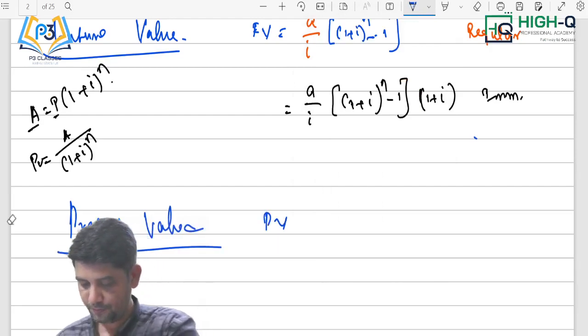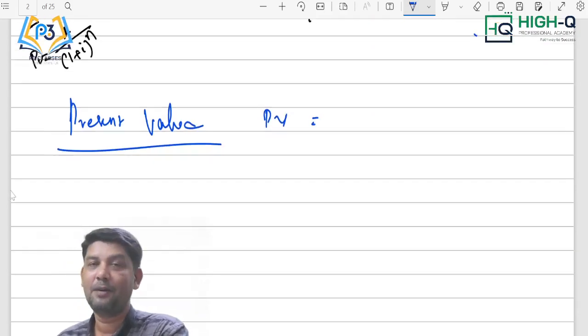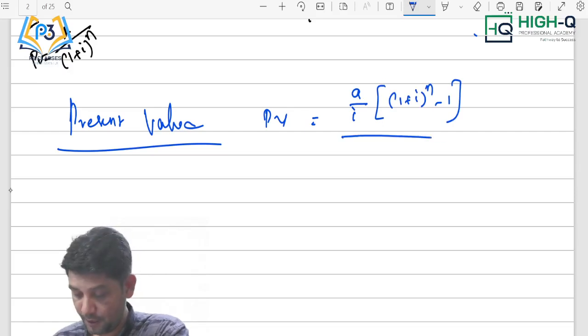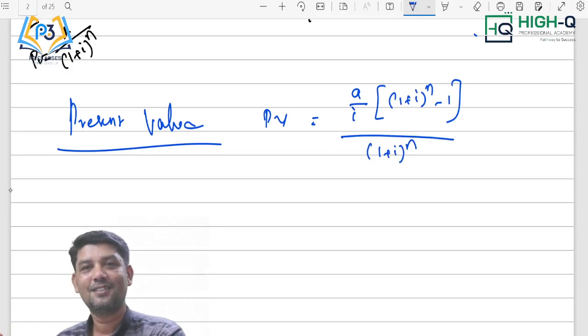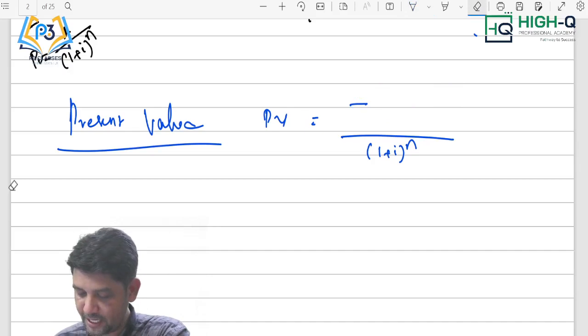So, what is present value? Future value divided by (1 + i)^n. What is the future value formula? A by i, (1 + i)^n minus 1. This is the future value formula, whole divided by (1 + i)^n. This is the present value formula. After simplifying, your faculties have given you the formula in this format.